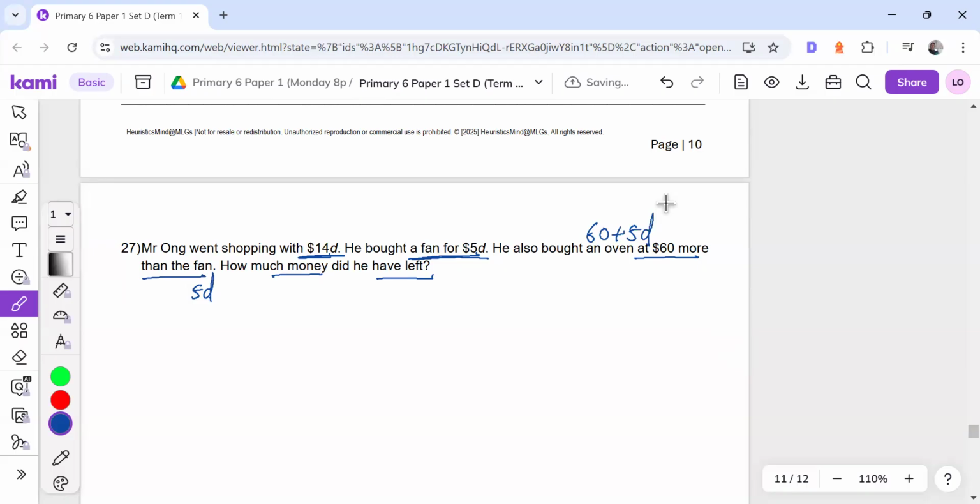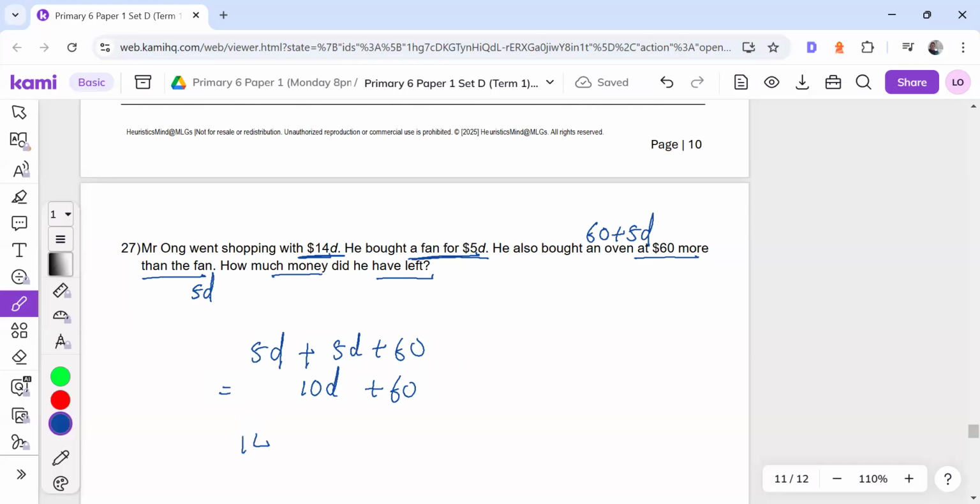So you plus. Okay, then can you find how much money he spent all together? You take the fan, which is 5D, plus the oven, which is 5D plus 60, or 60 plus 5D. It's the same. And then you add them together. 5D plus 5D will be 10D plus 60. So this is the money he spent all together. Then what do you do next?